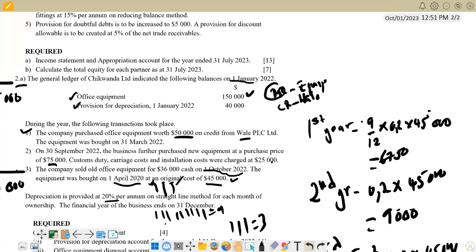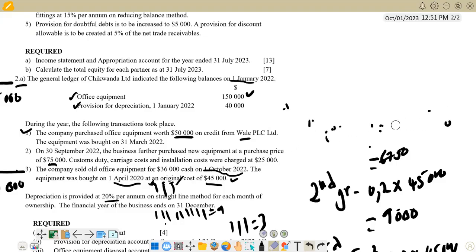Let's try to see there so that we do it just near where we have the information. So we go here and say depreciation for asset sold. Let's start with the asset that was sold.